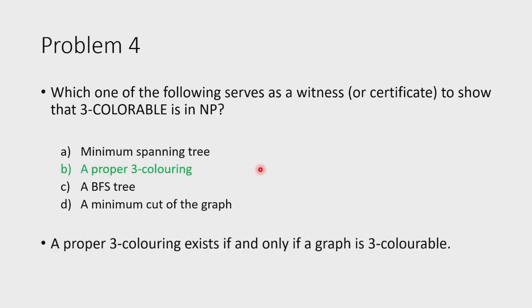Okay, so the answer is B, and the reason is the following. A proper 3-coloring exists if and only if a graph is 3-colorable, right? That is just trivial. So all we have to do is, suppose I give you a 3-coloring. All I have to do is check whether it's valid or not, right? But that is easy. Why? Because I give you a 3-coloring, you color the graph using that coloring, and for every node, look at the colors of all of its neighbors. They should be different than its own color, right? This can be easily done in polynomial time.